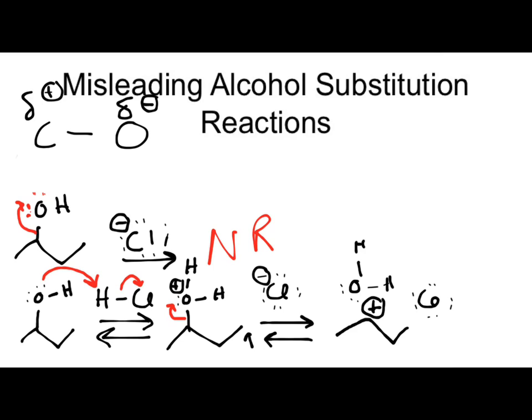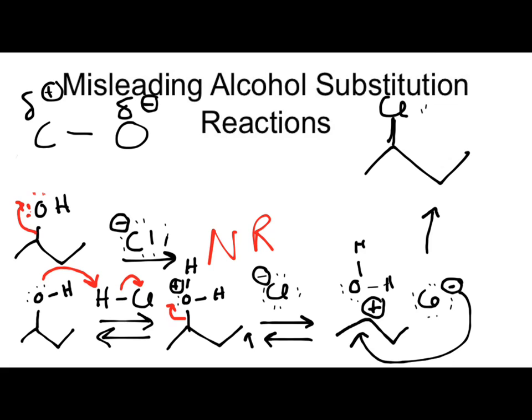Okay? We could get it from the chlorine. The chlorine could come in, and now what's our product? Now we've done our official substitution. Okay? So for our substitution reactions to occur with our alcohols, we have to go through an activation step first. What is that going to mean about our elimination reactions?